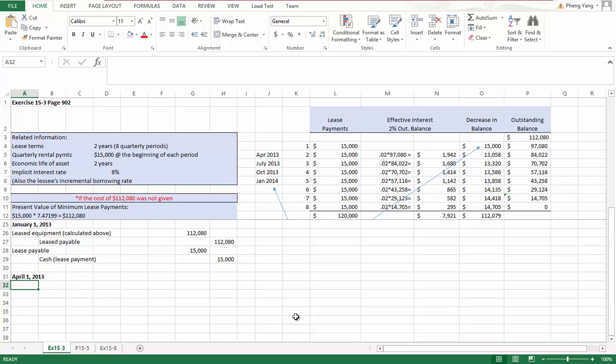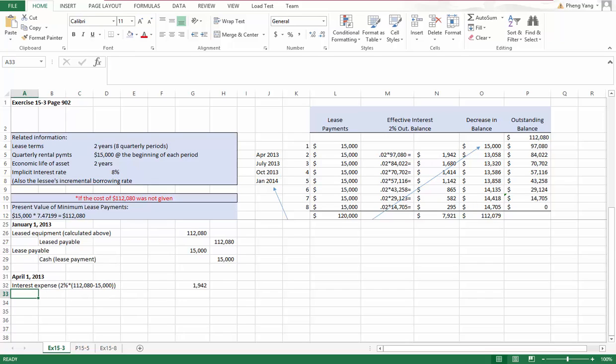So the way we're going to do this, we know we're going to debit interest expense because there's interest involved. My interest expense is going to be that 2% times the $112,080 minus that $15,000 from the first payment. So that's going to be this amount right here, $1,942. If you do this calculation, my interest expense is $1,942.